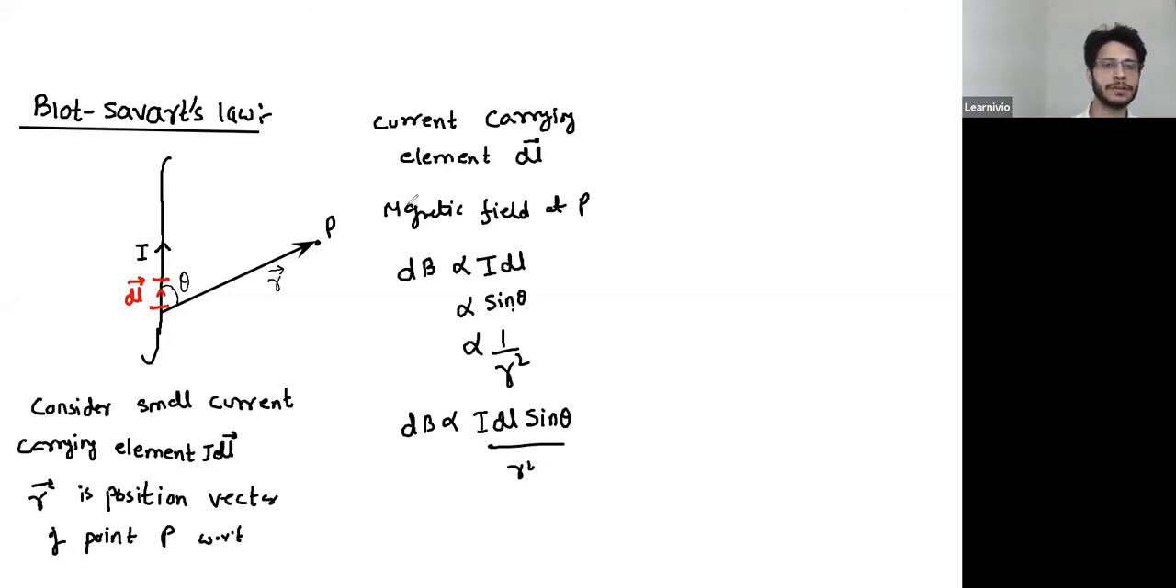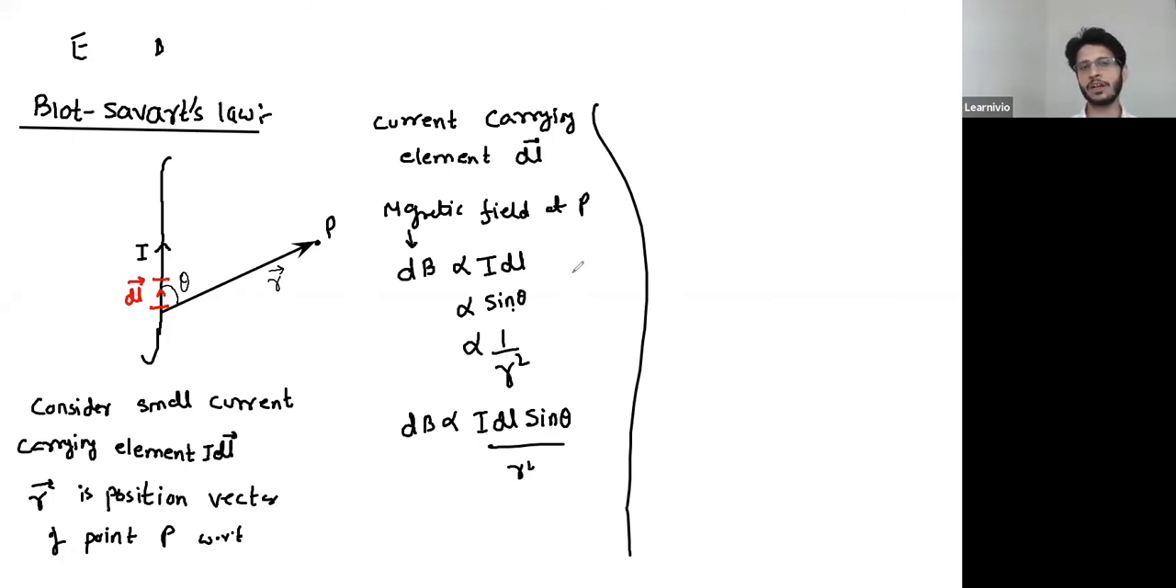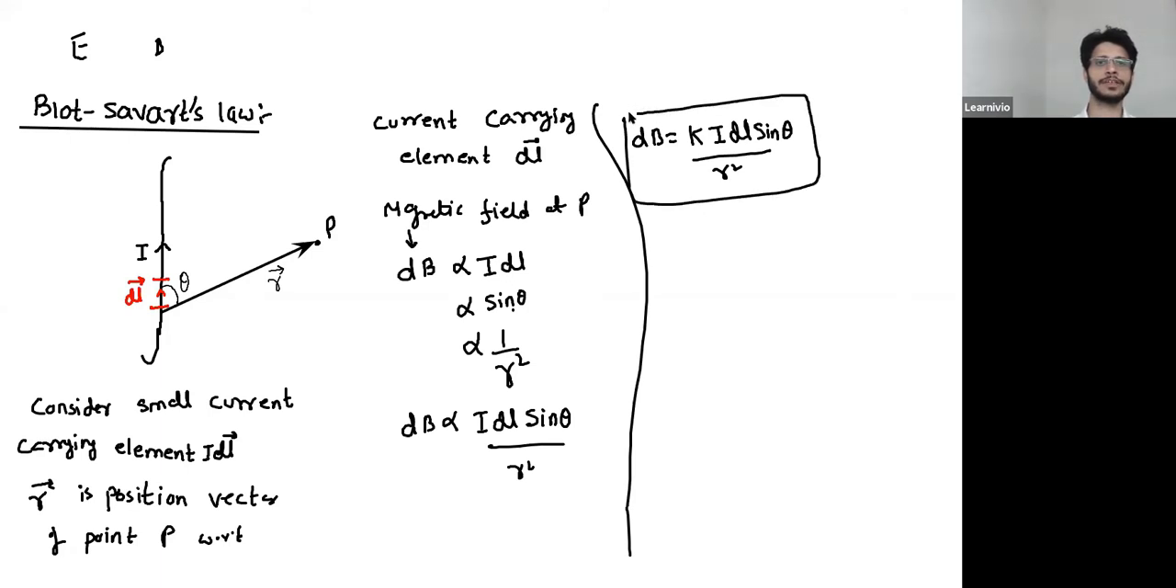dB is the small magnetic field at P due to this element. Like we represent electric field with E, we represent magnetic field with B. dB means small magnetic field due to the small element. When we remove this sign of proportionality, we use a constant K. So it's dB equals K Idl sine theta over R square. So this is the expression.